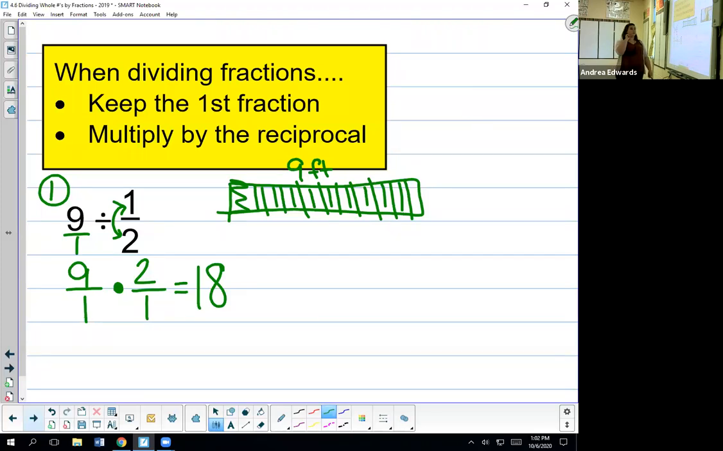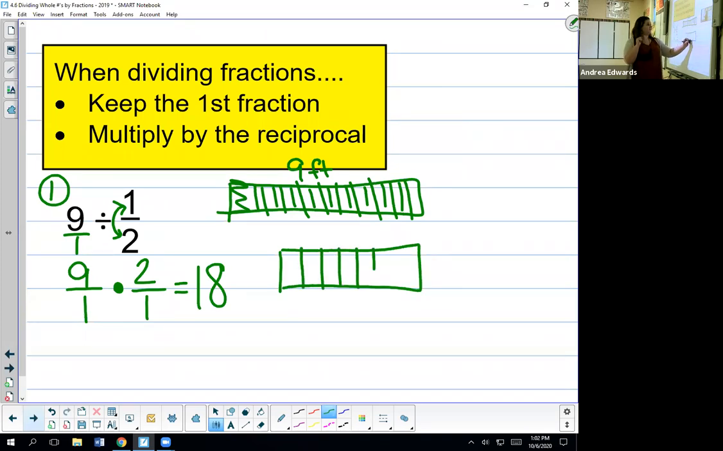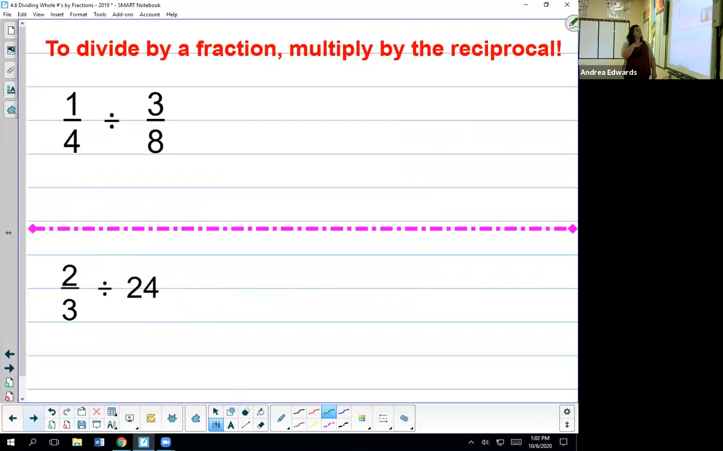You're right. Mr. Henry did have a good point. Remember how I just did that 9 pieces? 1, 2, 3, 4, 5, 6, 7, 8. He did bring up a good point. I could cut it in half this way. And isn't that 18? That is a good point. I like that.